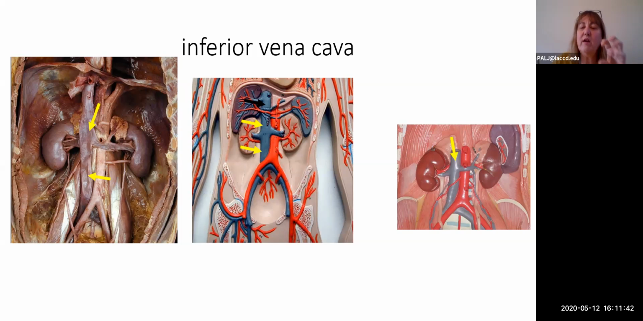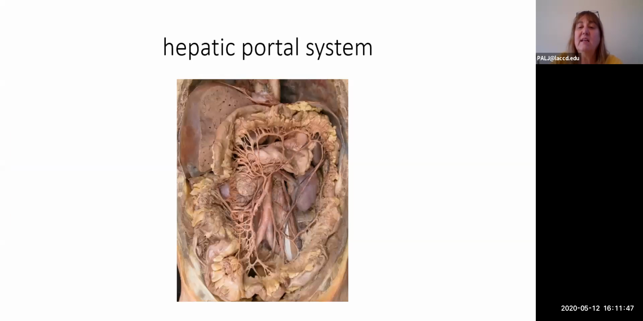So the one that we're talking about has to do with blood draining the digestive system, and it is called the hepatic portal system. And the reason why it's called the hepatic portal system is because all of that blood is going to be sent to the liver, hepatic, first, where it can be detoxified, and then it can travel in a vein from the liver to the inferior vena cava once it's cleaned blood.